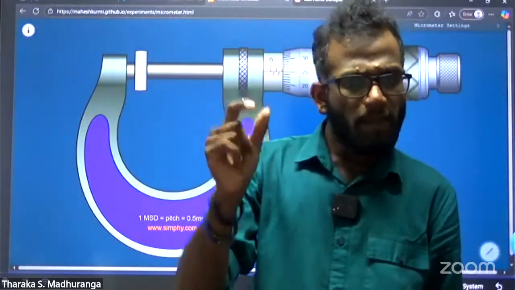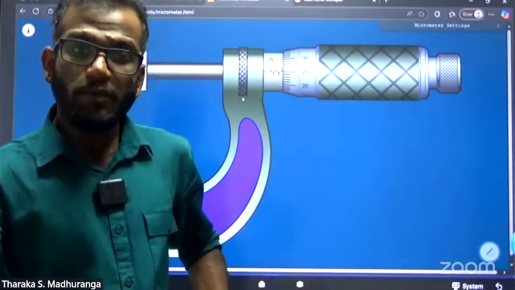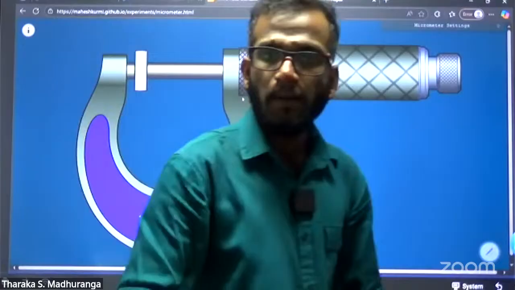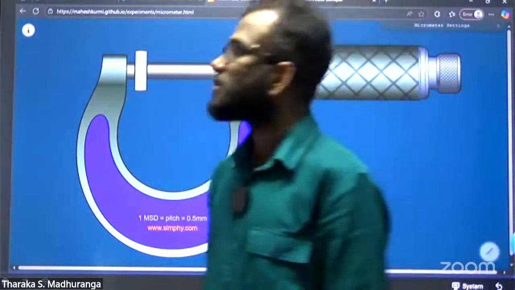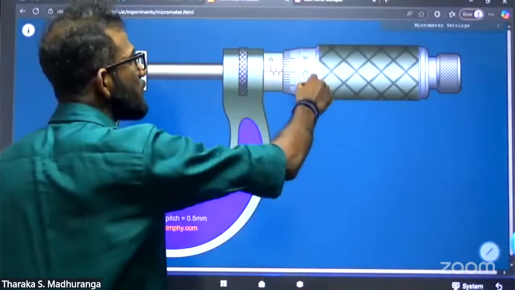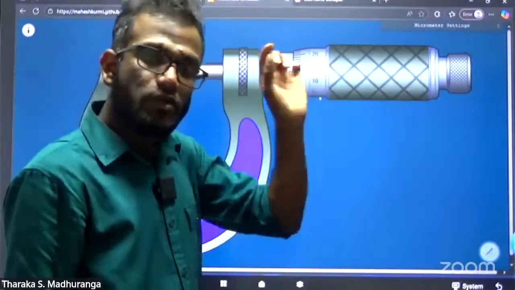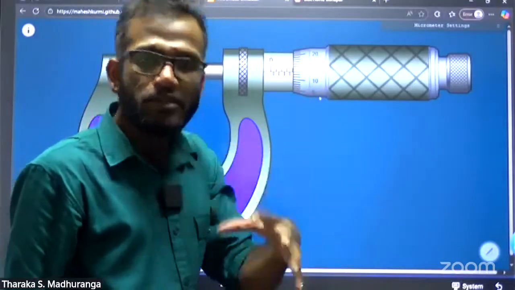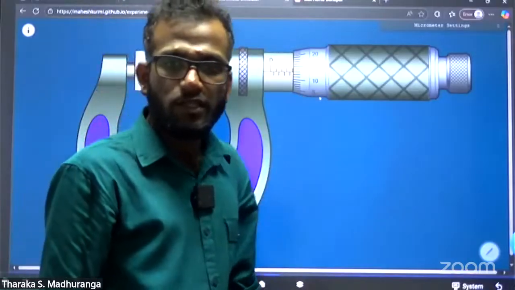Do you remember the maximum measurement of the micrometer screw gauge? Very good. On the linear scale, the maximum value is 25 millimeters, so 2.5 centimeters is the maximum measurement that we can get from this micrometer screw gauge. Very good.